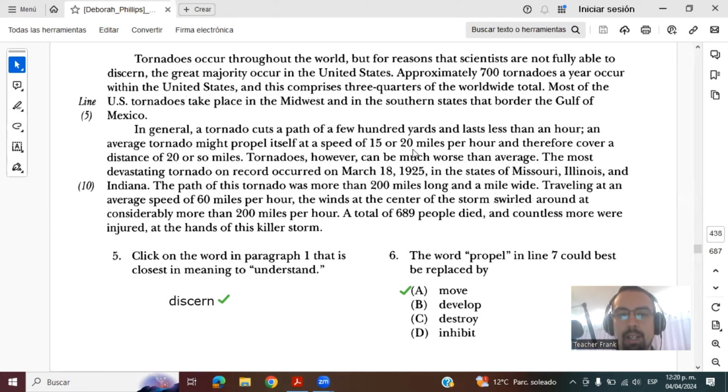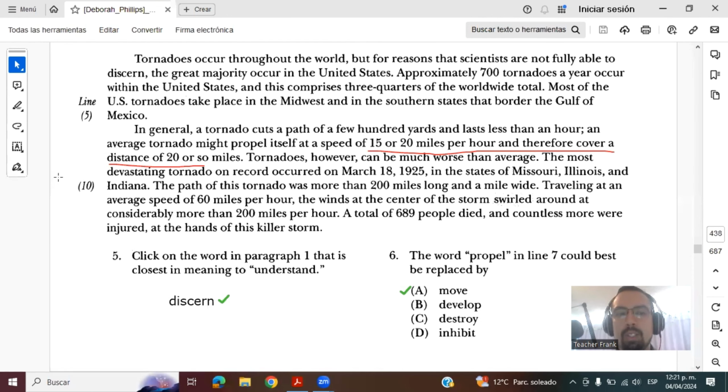We have here tornadoes, the worst tornado can propel itself at speeds of 15 or 20 miles per hour and therefore cover a distance. So yeah, it's talking about movement, not developing, not destroying, not inhibiting. It's just how fast it could move. You could say, well, it does destroy. If it's in the open field, it's not going to destroy anything. It's just going to move there.